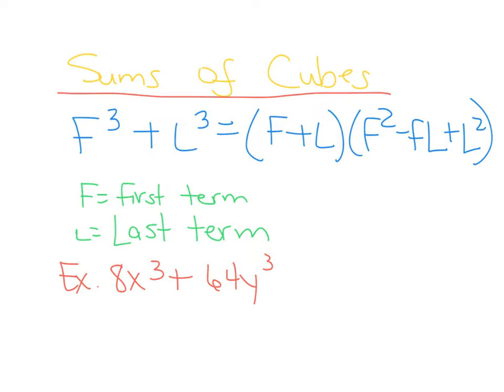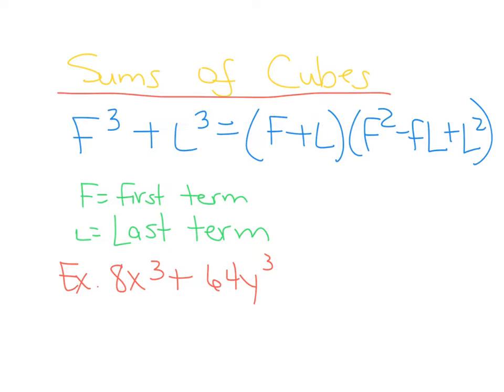So if we have a perfect sum of cubes, we are going to factor it into the first term plus the last term, times the quantity: first term squared, minus the first term times the last term, plus the last term squared. Now it always makes more sense when we do a problem.